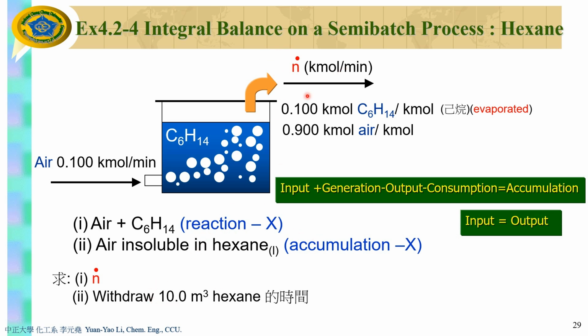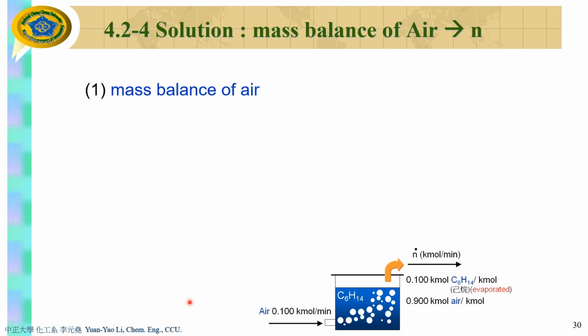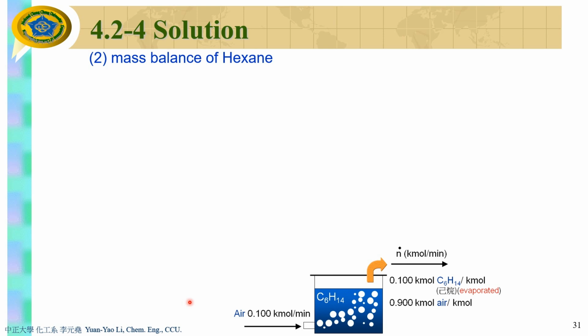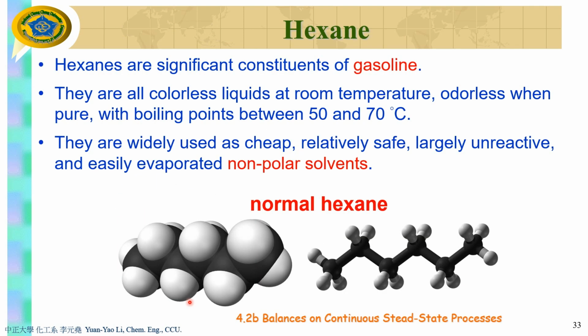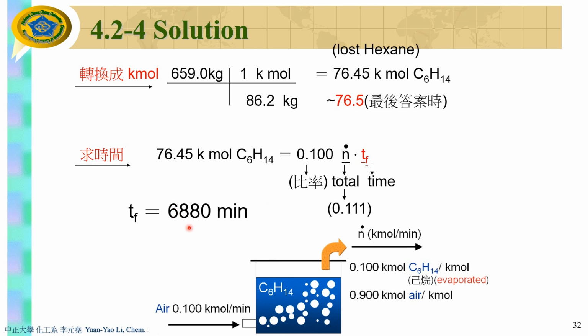And can you find out, if I want to get 10 cubic meters of hexane, how long does it take? Because in 1 minute you got this amount, and if I want to get 10 cubic meters of hexane, how long does it take, if you know the flow rate? This is volume, right? You need to know the density. Again, I don't want to waste your time, so please practice this by yourself. As a result, you will know how much time you need to get 10 cubic meters of hexane out.